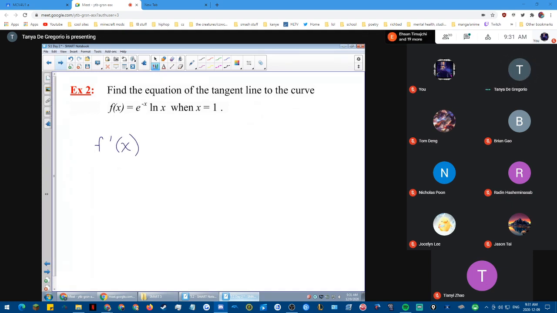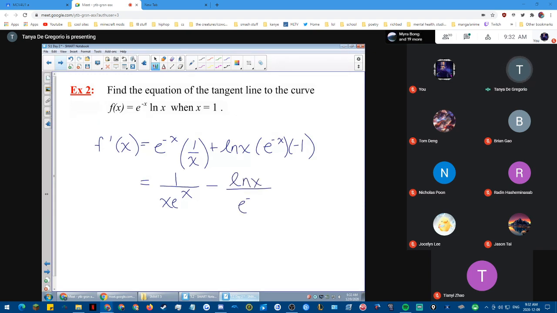What kind of rule do I have here? Product rule. Yeah, product rule, excellent. So, the first, find the derivative of the second times the derivative of the first. Does everyone follow? And now we want to clean it up. One over x e to the x minus. Now, it's not necessary to go any further than this because the whole point of this is to sub in 1 and find out what the slope is, yes?